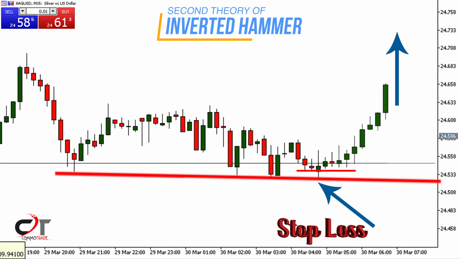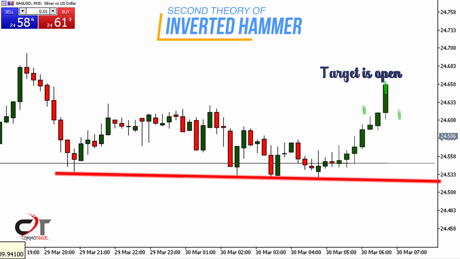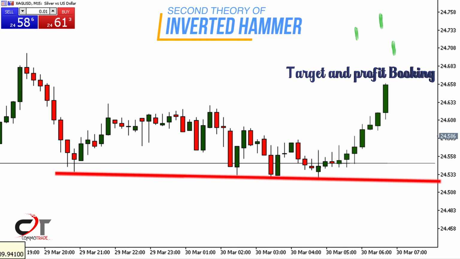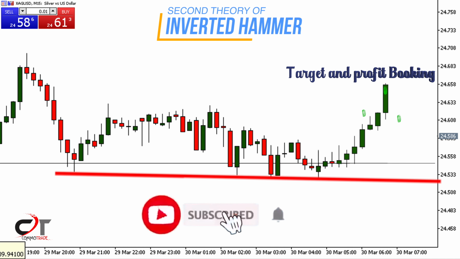You can take entry here, that is, the low price of the previous candle of the inverted hammer. If a shadow was found in the previous candle of the inverted hammer, entry is between the low price of that shadow and the closing price of the inverted hammer candle. Target is open. If the stop loss is not triggered in the market, you can make a huge profit. I will upload a video for target using the money management system.